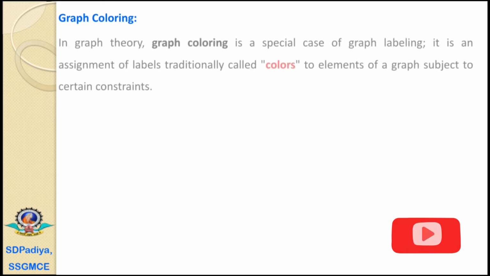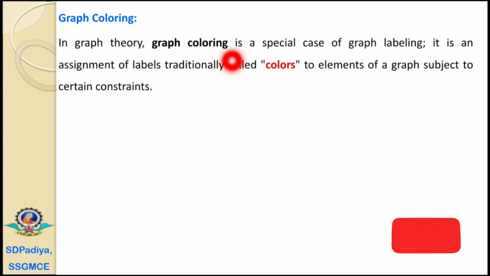Now today we'll learn about graph coloring. In graph theory, graph coloring is a special case of graph labeling. We know the meaning of labeling. Labeling means we define a name or ID for anything, then we call it a label. Here we are defining labeling in the sense of colors for the different parameters of the graph, like coloring the vertices, coloring the edges or coloring the regions of a graph.